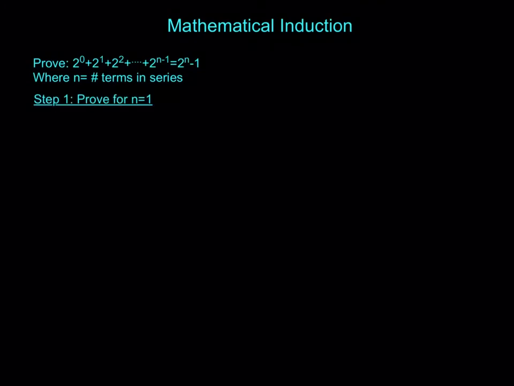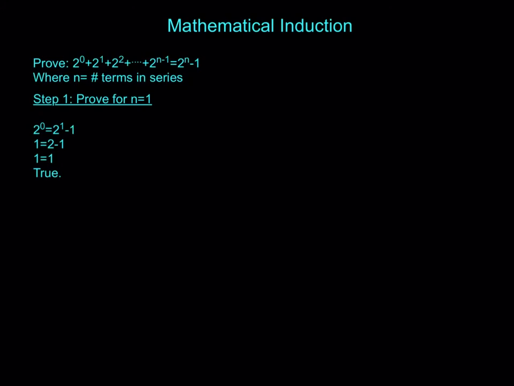So the first step is always going to be to prove it for n equals 1, because it really doesn't make sense to try to prove something if you can't even prove it for the first term. And also it's important to prove for n equals 1 for reasons that we'll talk about later in the video.